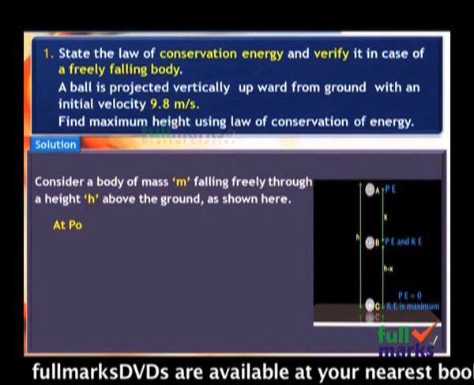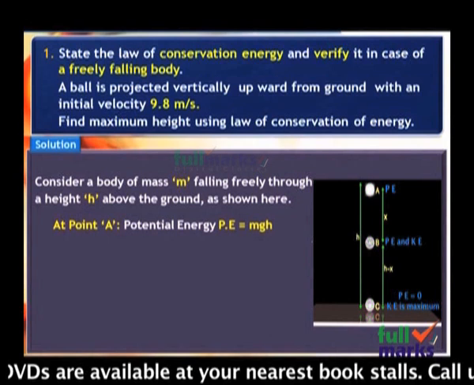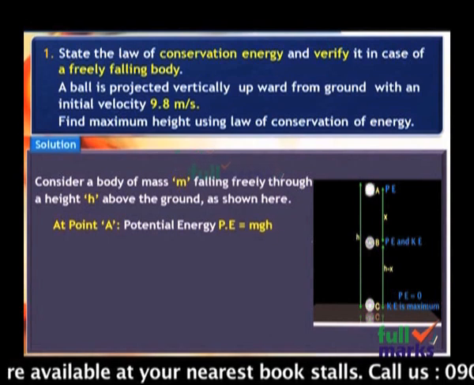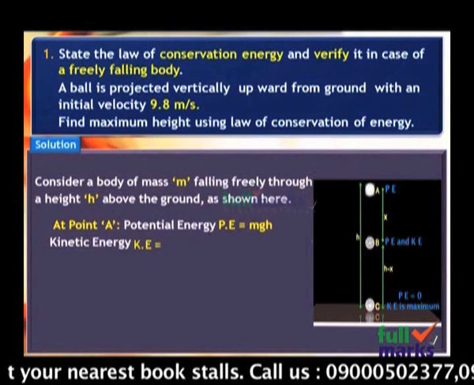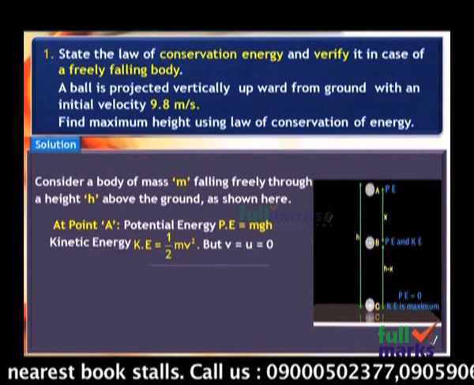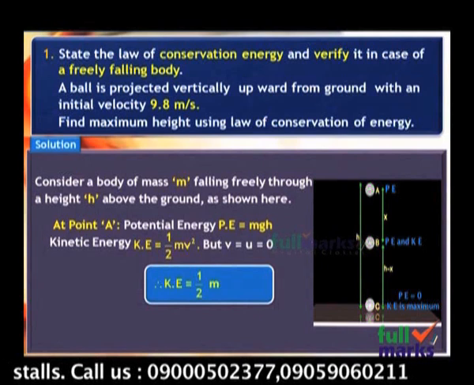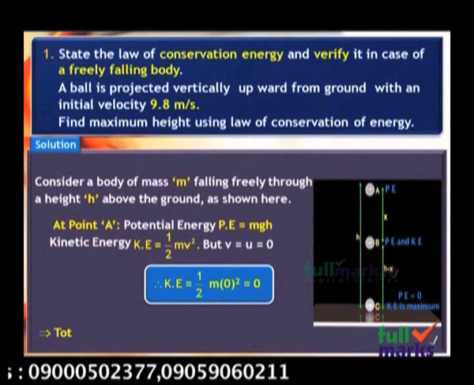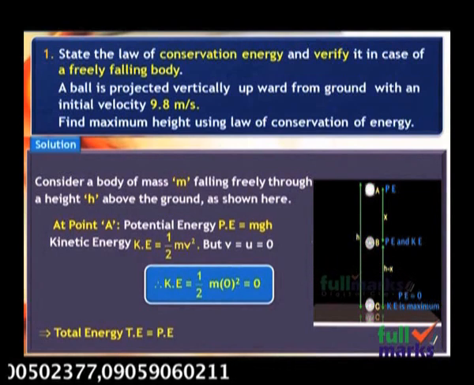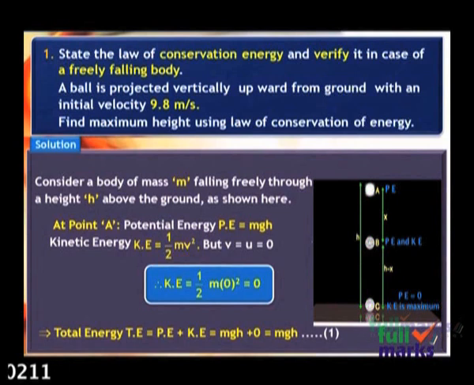Now at point A, the potential energy is mgh. Here h is the height. At this point, what is the kinetic energy? What is the formula for kinetic energy? Half m v square. For a freely falling body, we know that the initial velocity is 0. Kinetic energy is half m into 0 square, which is equal to 0. Now at this position, the total energy is potential energy plus kinetic energy, which is mgh plus 0, equal to mgh. Take this as equation 1.